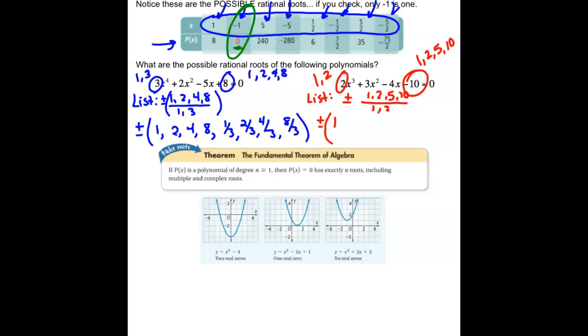So my list would be 1 over 1, 2 over 1, 5 over 1, 10 over 1, 1 over 2, 2 over 2, which is 1, and I already have that on my list, so I don't have to write it again. 5 over 2, and then 10 divided by 2 is 5, and we already have that on our list. So again, we have 1, 2, 3, 4, 5, 6 options positive and 6 negative. That means there's 12 possible numbers that I could try to find a 0.